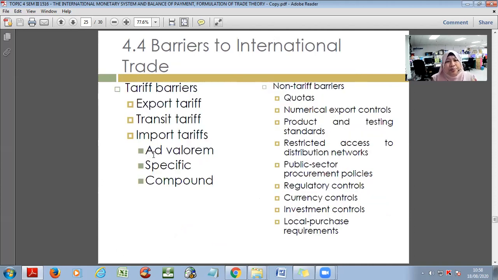Alright, and then before we move on to barriers to international trade. Under barriers to international trade, we have the tariff barriers. These tariff barriers are divided into three: we have export tariff, transit tariff, and also import tariff. Under import tariff, we have ad valorem, specific, and also compound.